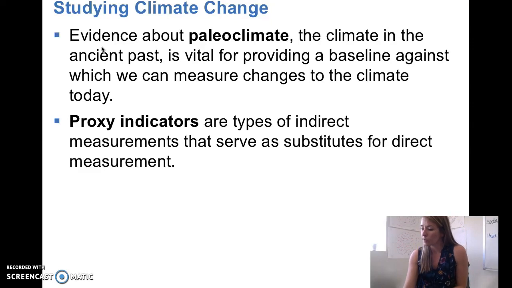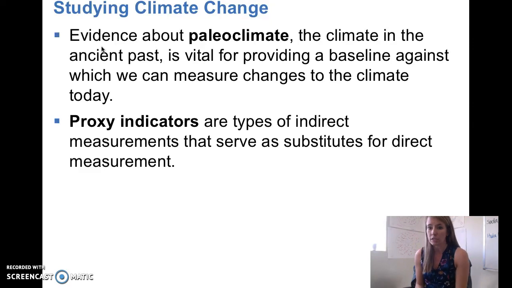So we have what's called the paleoclimate, which is the climate in the ancient past. We need to start there to give us a baseline for how it may have changed since then. We can study the climate today pretty easily, but we look to the paleoclimate to get information about how it's changed. If we only looked at how it was today, we wouldn't know how it has changed over so many years.